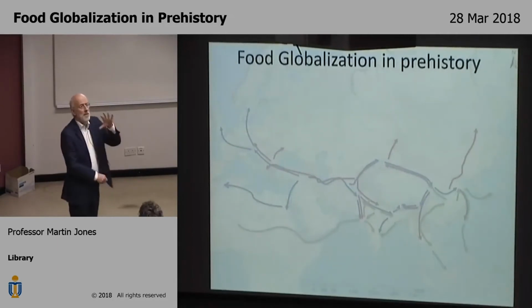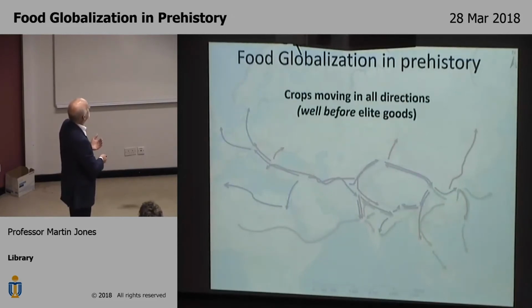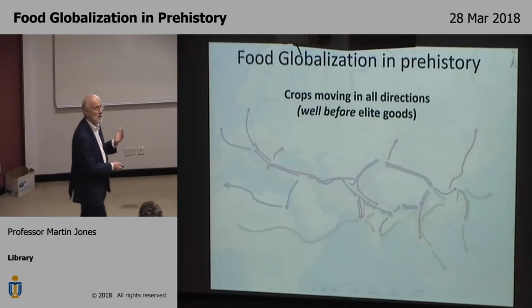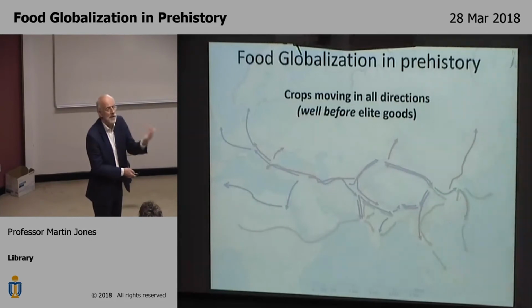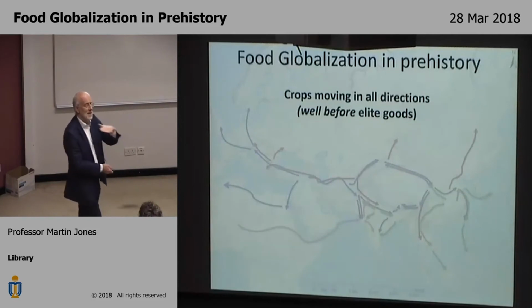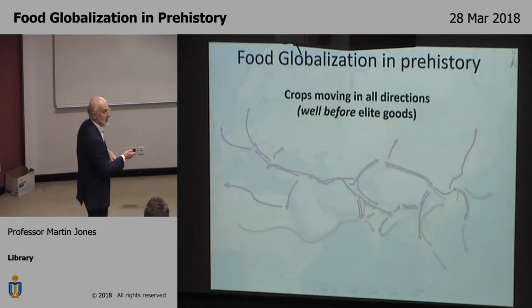So before talking about long-term consequences, I just want to summarize the main points that come out of the food globalization project. First of all, crops are moving in all directions well before elite goods. So more and more what we think this is ordinary farming communities in the foothills and probably neighbour to neighbour exchange, and it's a subsequent consequence that those become trade routes for elite goods. It's not the trade routes that are stimulating this.